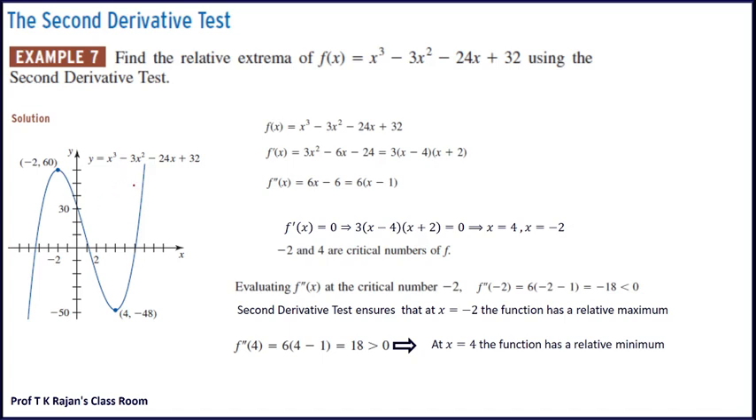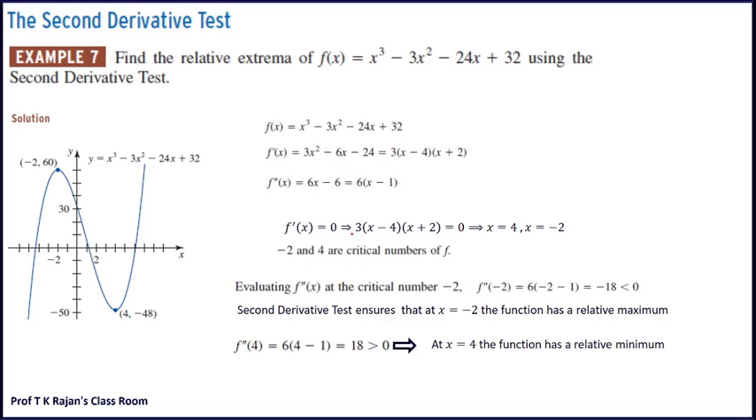See, this is the graph of the function. Second derivative test. Using the second derivative test, you have to identify the extremum points. Find f(x), f'(x), and f''(x). The relative maxima or minima occur at the point where f'(x) is equal to 0.